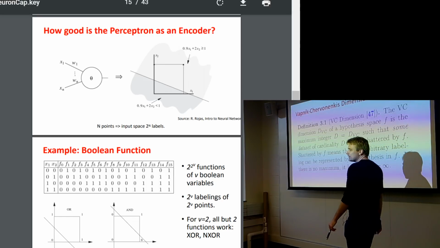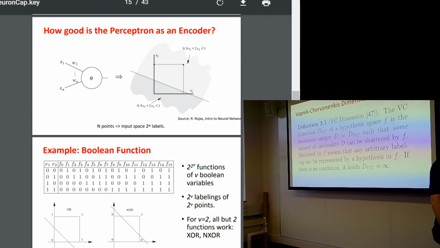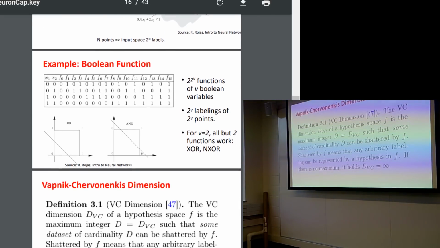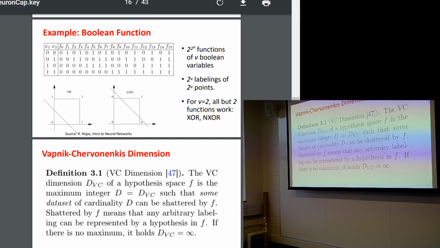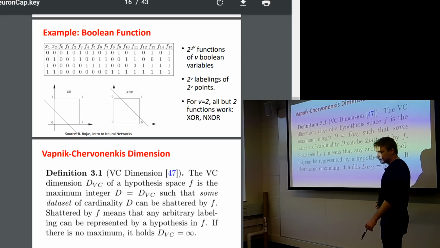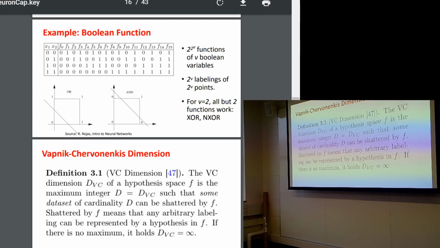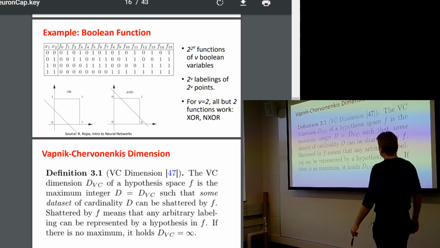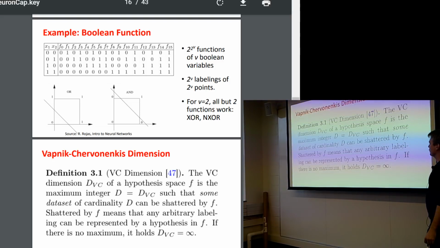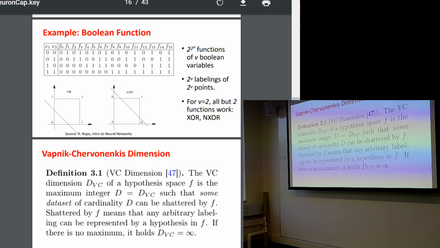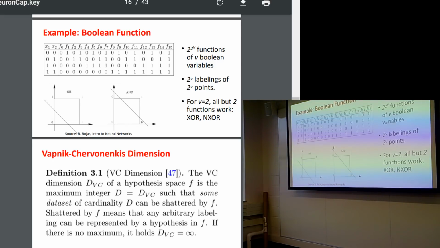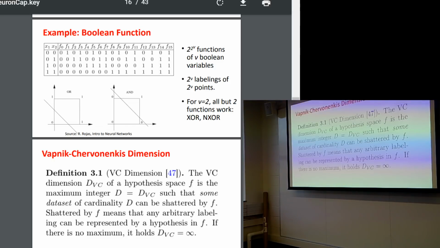So now, you might have seen this before, right? But in a different way, and it's been used in a very confusing way, okay? So we tried, even with people who work on this, like Peter Bartlett and so on, to get a better grip on this, and this is what we came up with. So the VC dimension, right, is sort of a capacity. The VC dimension is the maximum integer d, such that some data set of cardinality d can be shattered by f, right? So that means shattered by f means that any arbitrary labeling can be represented as a hypothesis in f. If there's no maximum, that's infinite capacity.